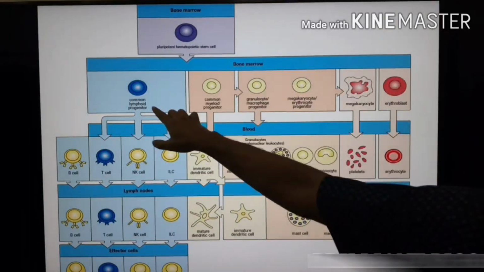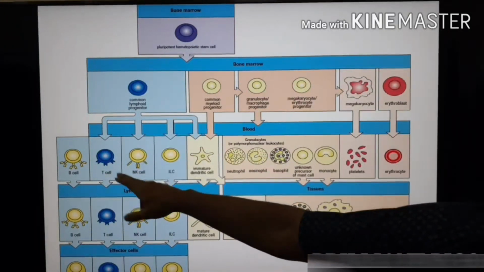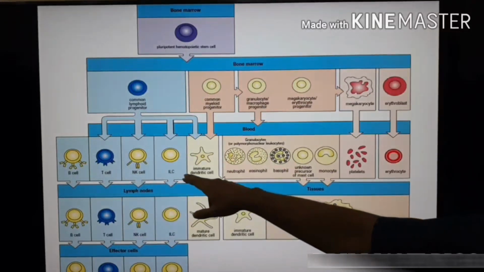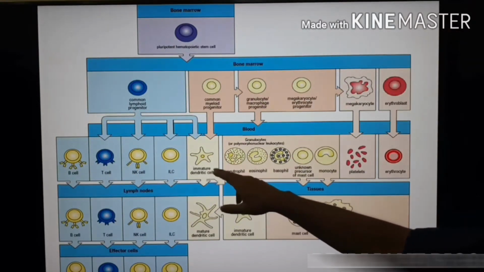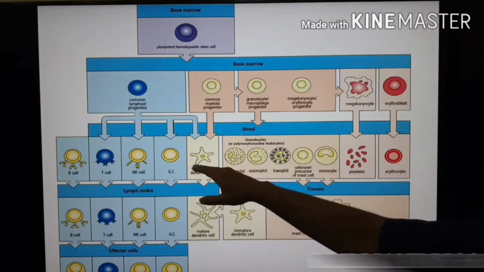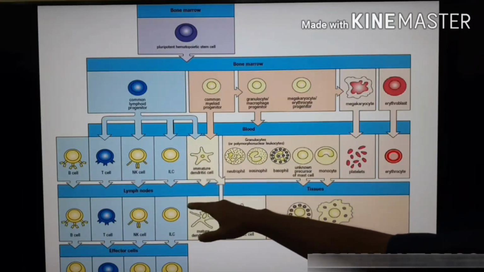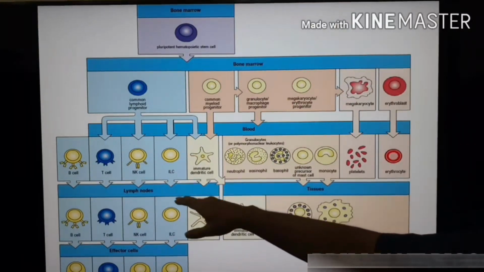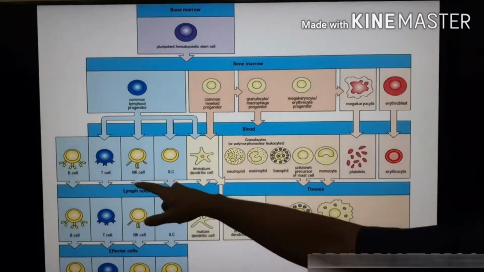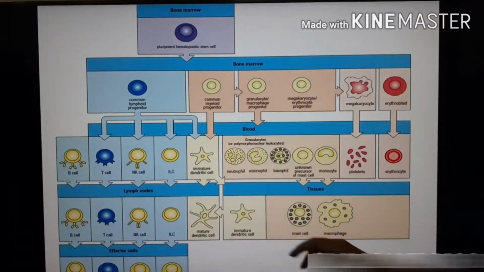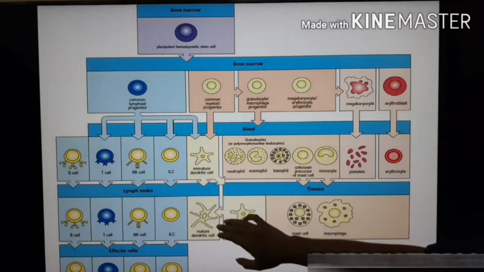From that common lymphoid progenitor, B cell, T cell, NK cell and ILC, meaning innate lymphoid cell, and immature dendritic cell can be developed. This occurs in the primary lymphoid organ, but these cells can come out into secondary lymphoid organs like lymph node and become activated, then they are called effector cells. B cells in effector condition are called plasma cells, and immature dendritic cell can become mature dendritic cell.